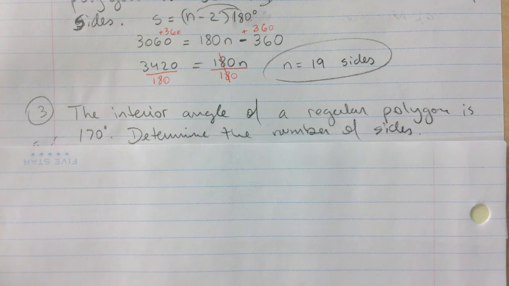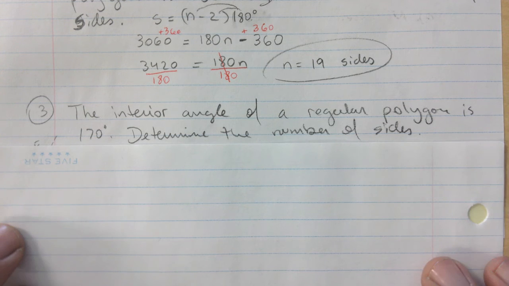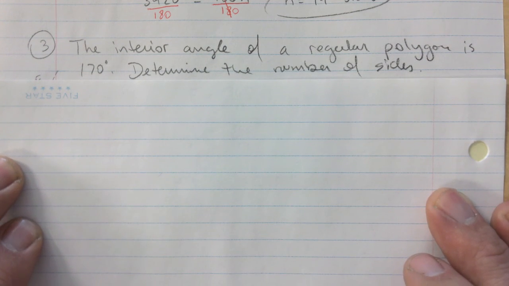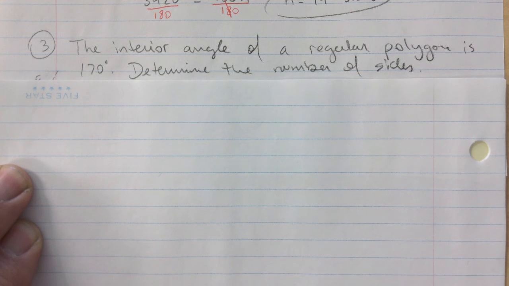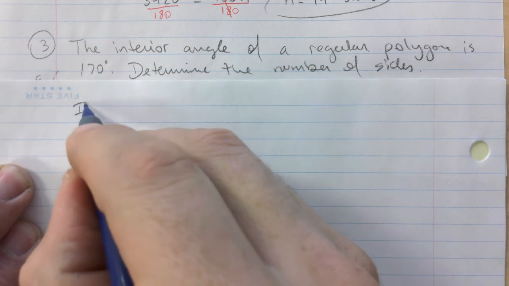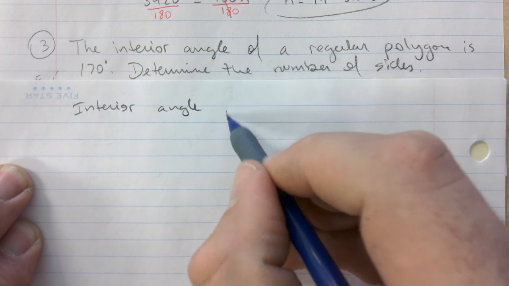The interior angle of a regular polygon is 170 degrees. Determine the number of sides. They're giving you the interior angle, not the sum. Make sure you understand that. Interior angle provided.